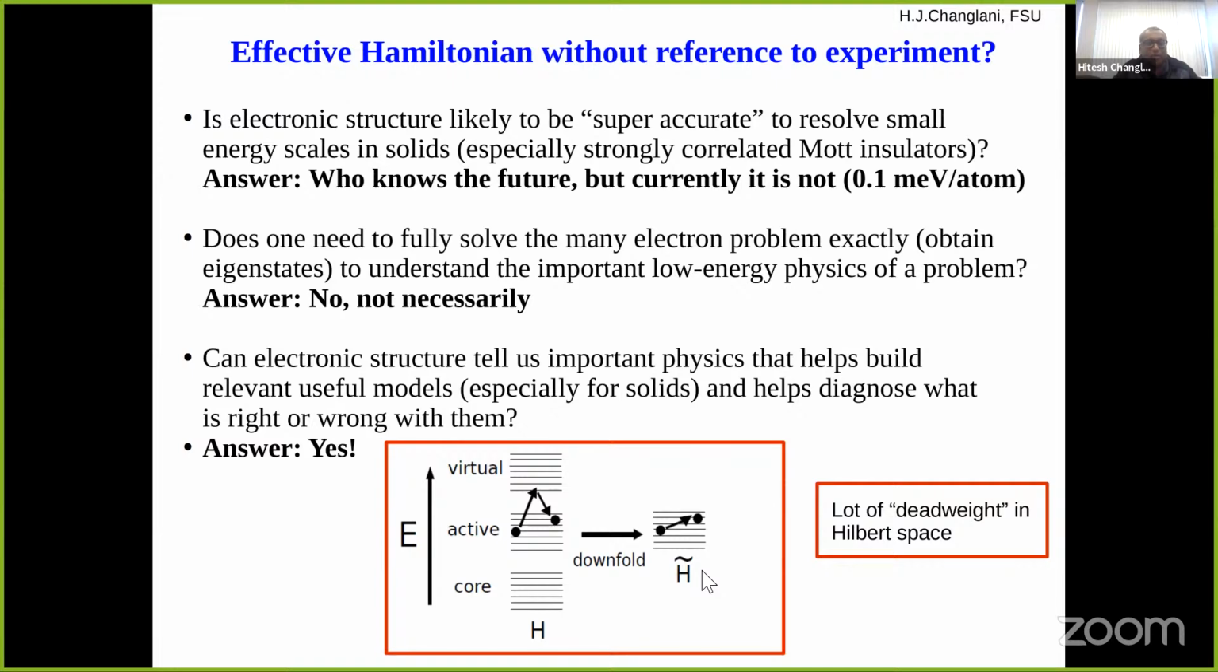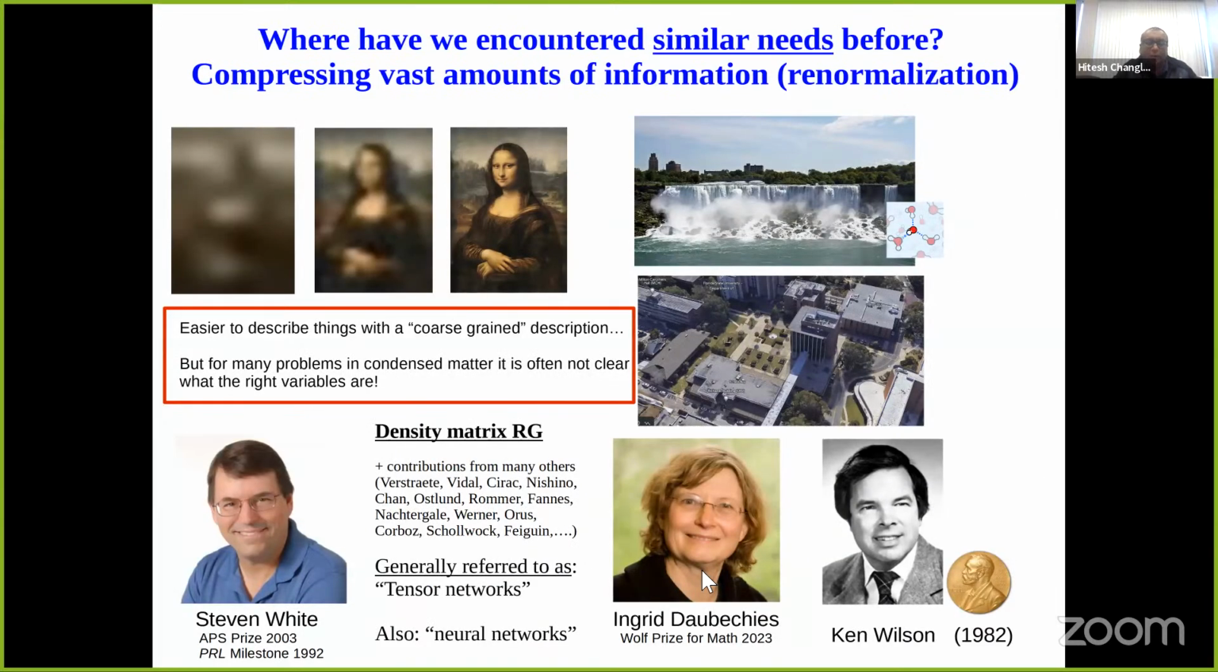And this sounds eerily familiar, right? Where have we encountered similar needs before? Where have we seen compressing vast amounts of information is required? Well, we know a lot about image compression now. And Ingrid Daubechies was actually awarded a Wolf Prize for this. And here I've just taken Leonardo da Vinci's most famous painting and completely butchered it because I saved it in a terrible resolution. But if I improve the resolution a little bit, you can already make out that I'm looking at the Mona Lisa.